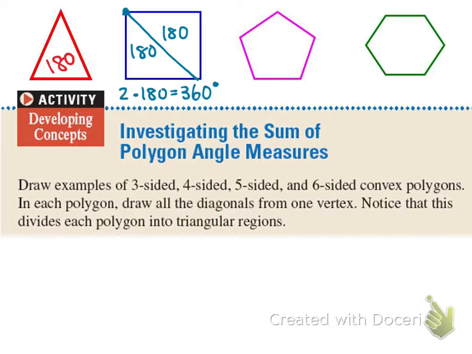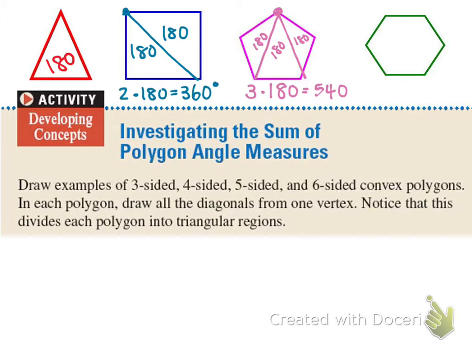The next one has 5 sides. Pick any of the vertices. You got top, you got left, right, bottom left, bottom right. Which one? You want to use the top? All right, how many diagonals or how many triangles can I draw from the top there? 2 diagonals, which makes 3 triangles. So 3 triangles, 180 apiece. We figured that out. That is 540.